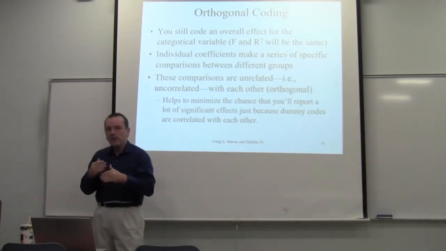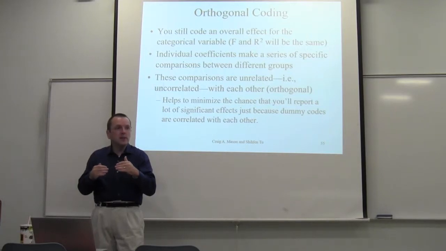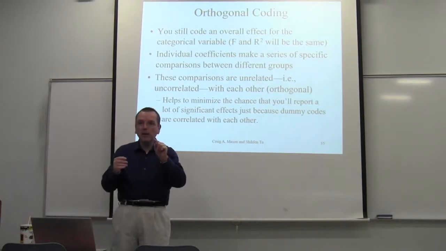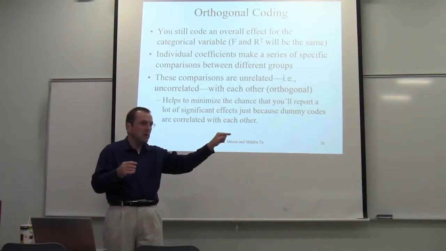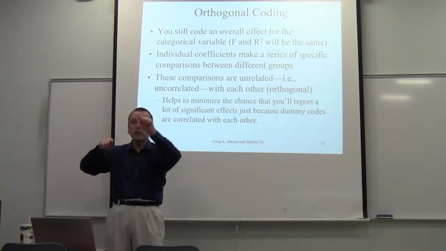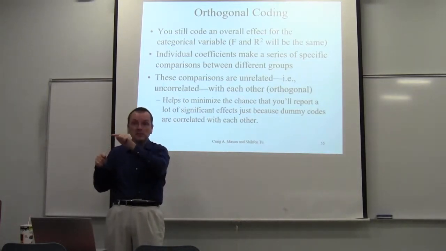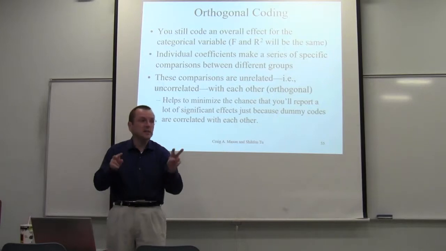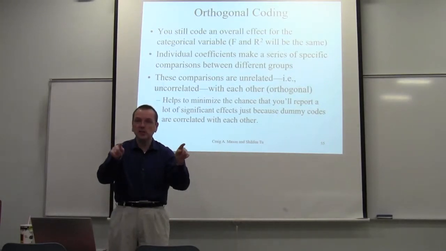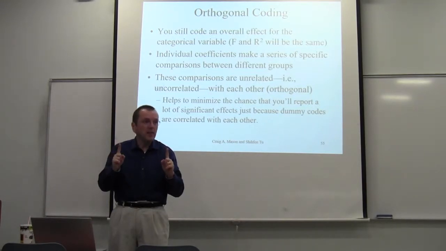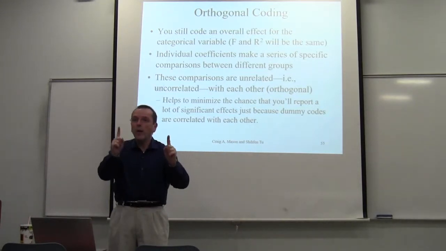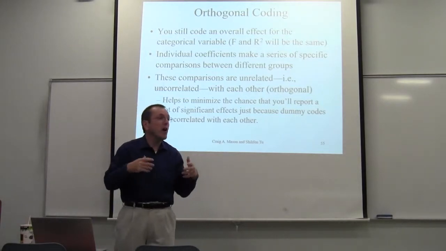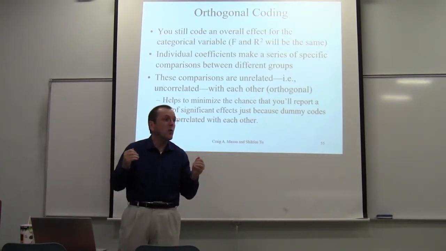But orthogonal coding is different in that instead of comparing everybody to one group or every group to the mean of the means, orthogonal coding is asking very specific questions between the groups. And it does it in a way that those questions are, in geek speak, orthogonal. It just means they're uncorrelated with each other.